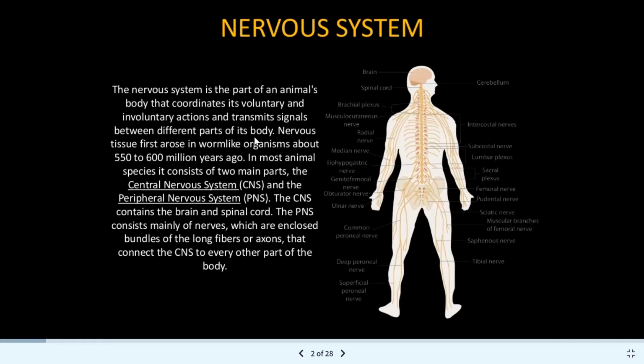About 550 to 600 million years ago. In most animal species it consists of two main parts, the central nervous system and the peripheral nervous system. So it is of two types, the central nervous system and the peripheral nervous system.